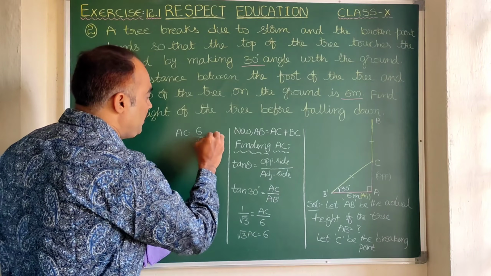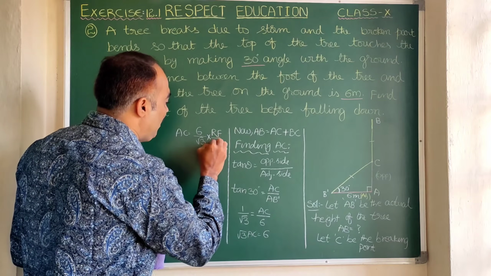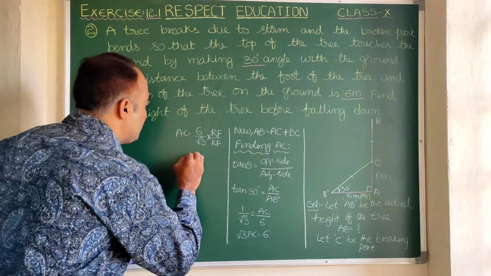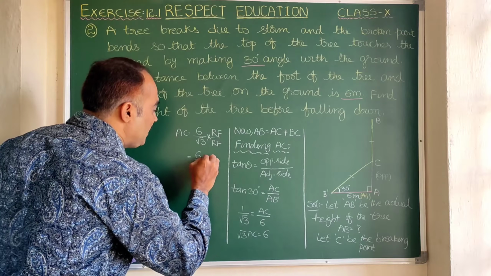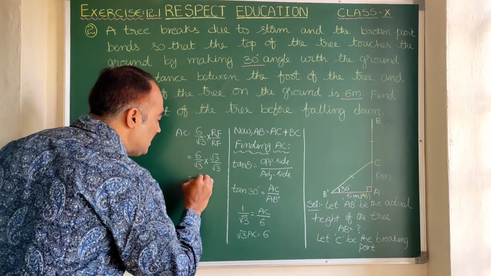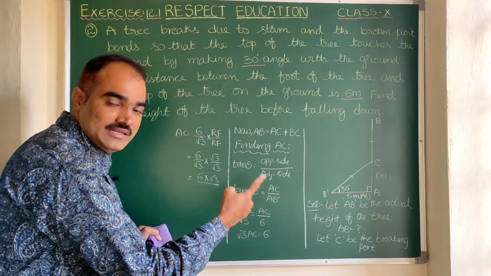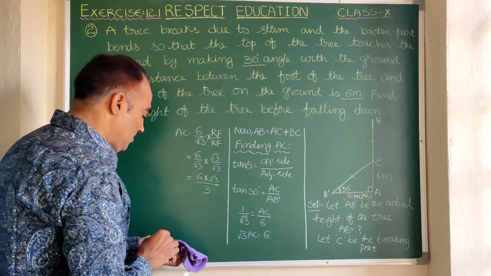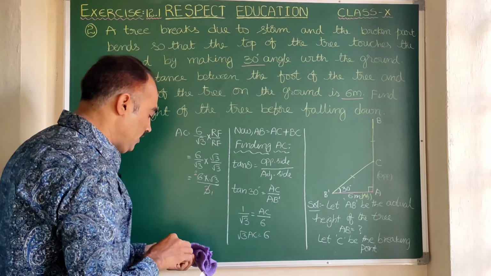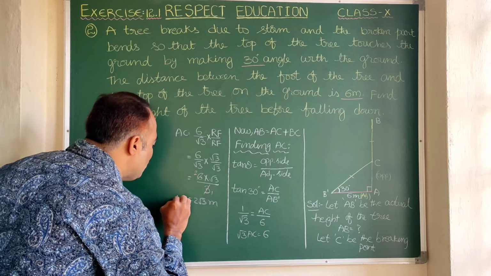Now here we need to do rationalizing, so let us write into RF by RF. Rationalizing factor of root 3 is root 3 only. So let us write this as 6 by root 3 into root 3 by root 3. Here 6 into root 3 by root 3 into root 3 is root 3 square. Square and root get cancelled, so it will be 3. On cancellation, 3 twos are 6. So 2 into root 3. So AC is 2 root 3 meters.